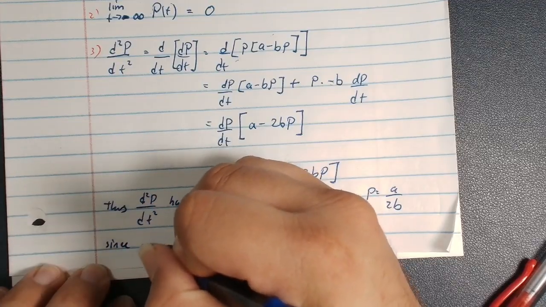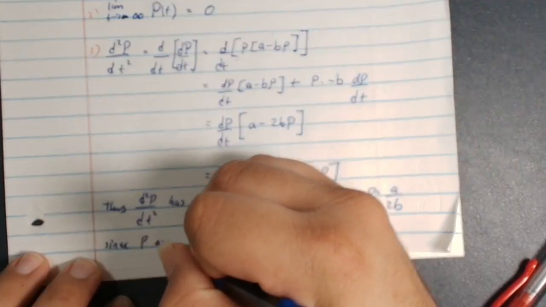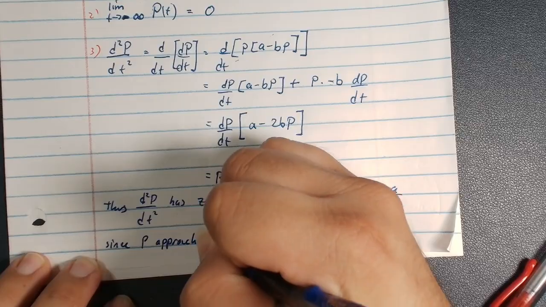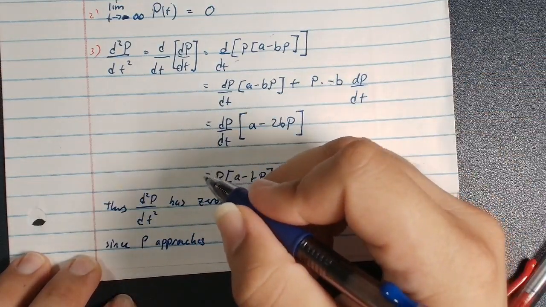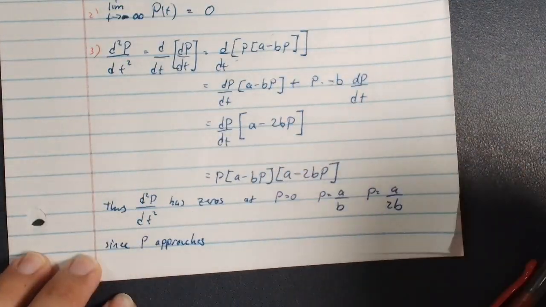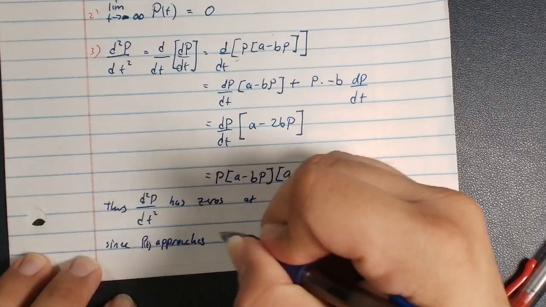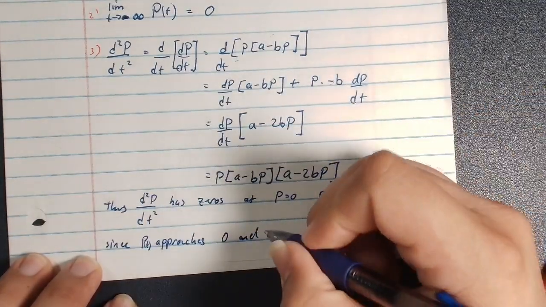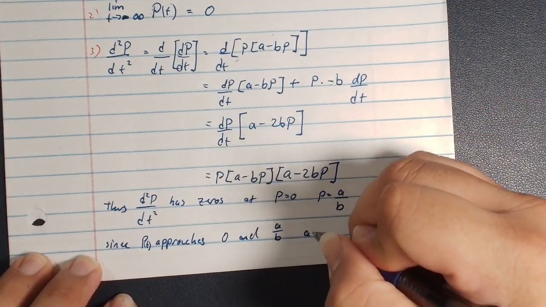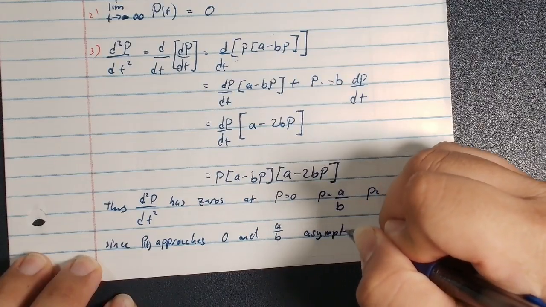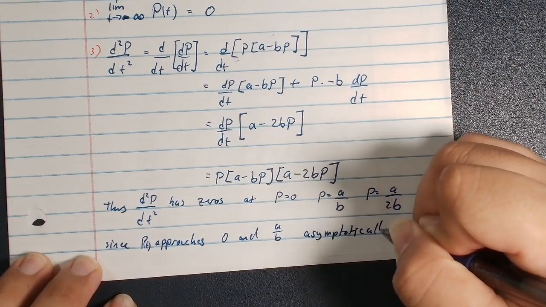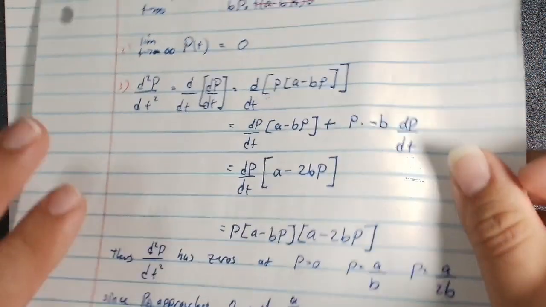Since P of t approaches 0 and a over b asymptotically, then of course they're never achieved.